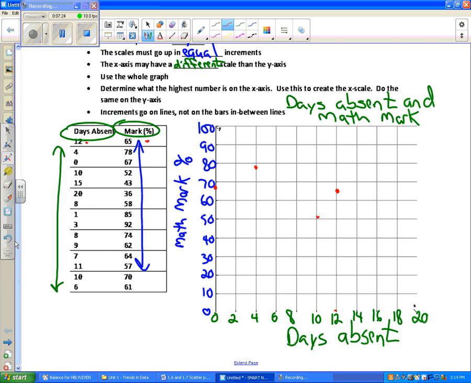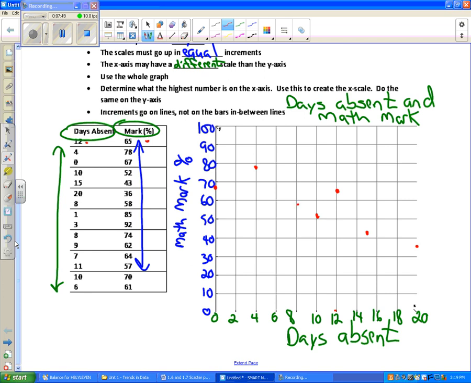I've got 15 and I've got 43. So 15 falls between my 16 and my 14. 43 is going to be right about there. I have a 20 and a 36. I'm missing the line right there, but they've got a 20, a 36 is going to put me right about there. 8 and 58. Over to my 8. Try to find out where the 58 is.